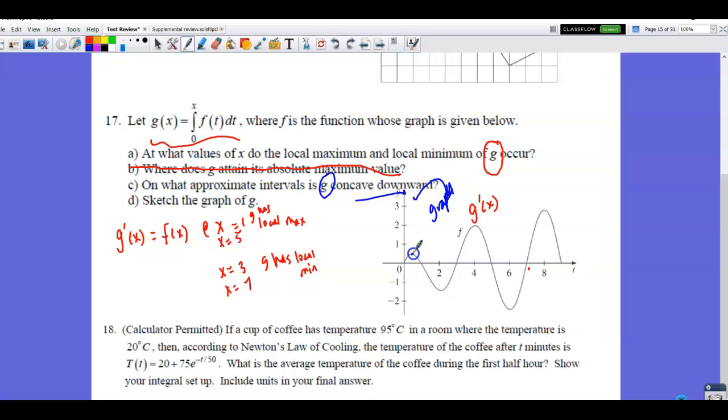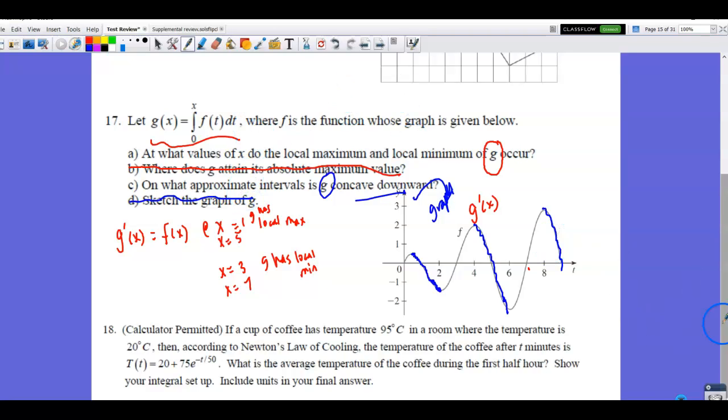So G prime decreases from 1, it looks like a half, decreases from half to 2, from 4 to 6, and from 8, I guess, to infinity. Concave down? And the answers are written on your paper, so I'm not going to write them up. I also told you not to worry about sketching the graph of G.